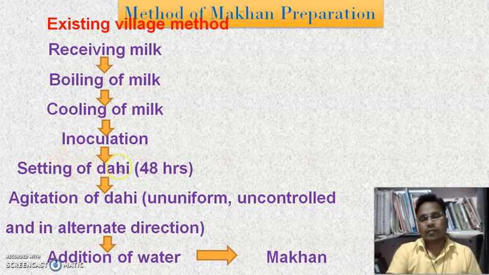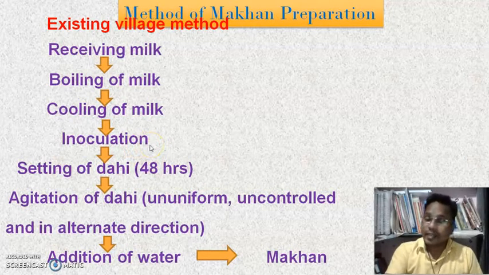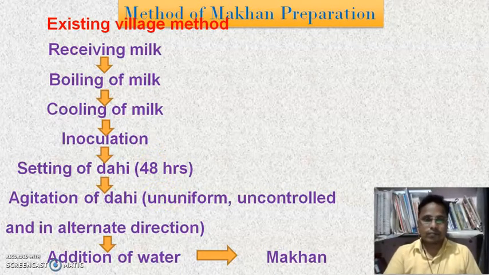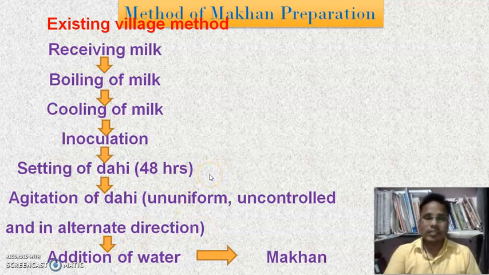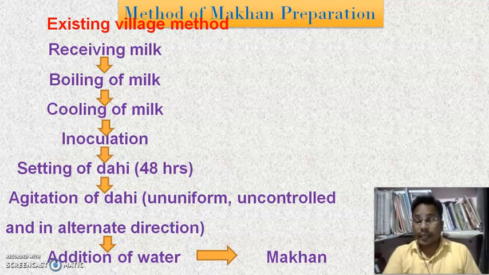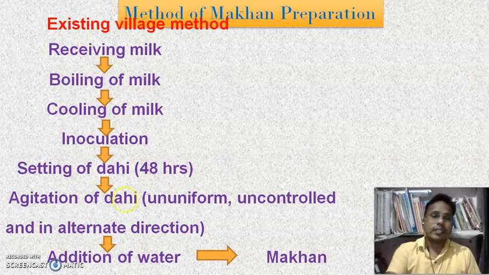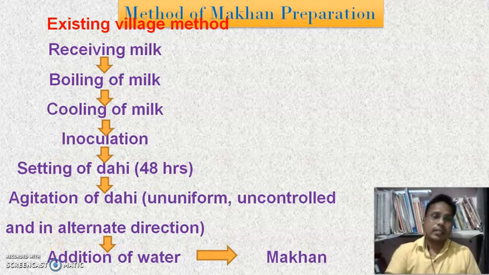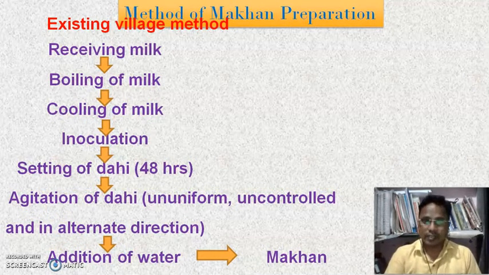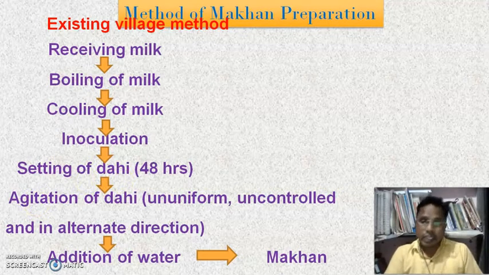Then the setting of dahi, it means the starter culture added milk is kept for more than 48 hours without disturbing. So this point is called the setting of dahi. And then when dahi is formed after the 48 hours, that collected dahi is taken in a pot, that is the churning pot, for the agitation of dahi, and the agitation is carried out traditionally. It means that is uniform, uncontrolled agitation or the churning process, or in alternate directions.